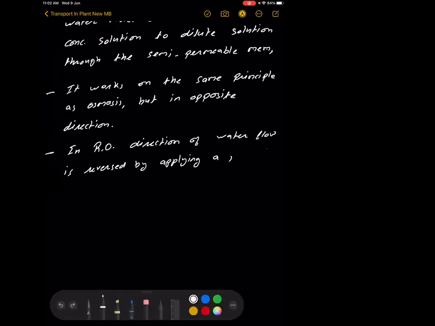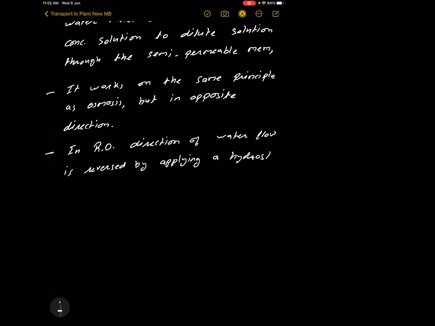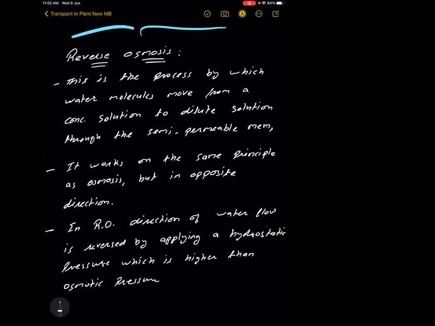So I'm writing directly: hydrostatic pressure, which is higher than the osmotic pressure. Actually in this case, osmotic pressure is there. The molecules of solute exert a pressure on the wall. Because of this osmotic pressure, water enters from the dilute solution to the concentrated solution. But you have to stop this action. You have to stop that movement of water from dilute to concentrated. So here you have to apply more pressure.